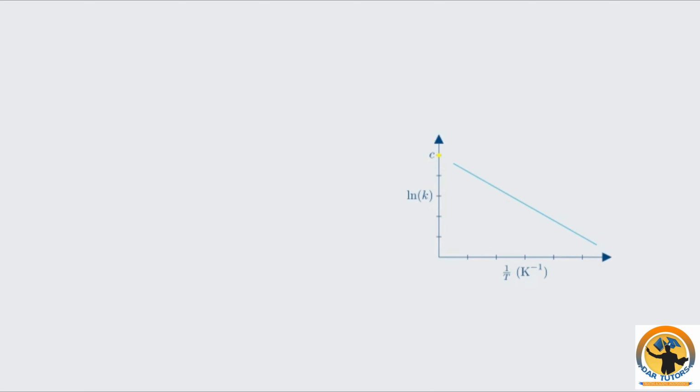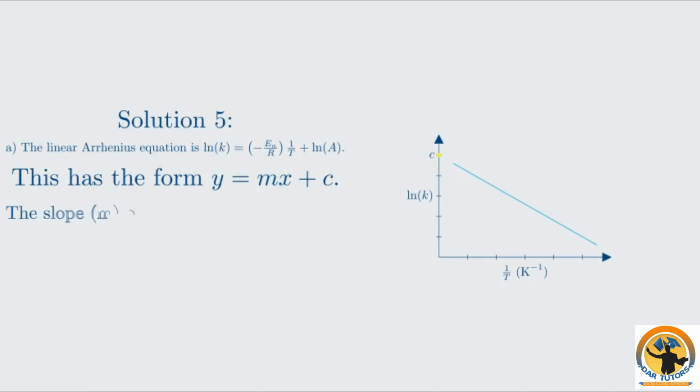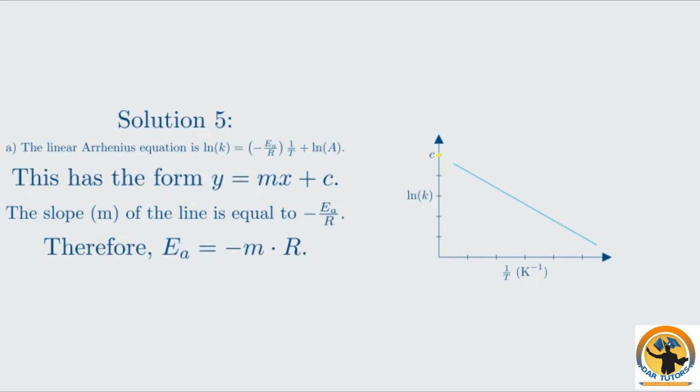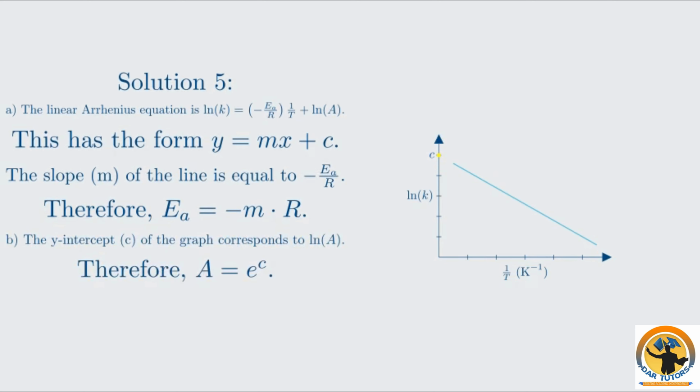Let's review the solution. A. The linearized Arrhenius equation is y equals mx plus c, where y is ln k and x is 1 over T. The slope, m, of the line is equal to negative E sub a over R. Therefore, the activation energy, E sub a, can be calculated as the negative of the slope multiplied by the ideal gas constant R.